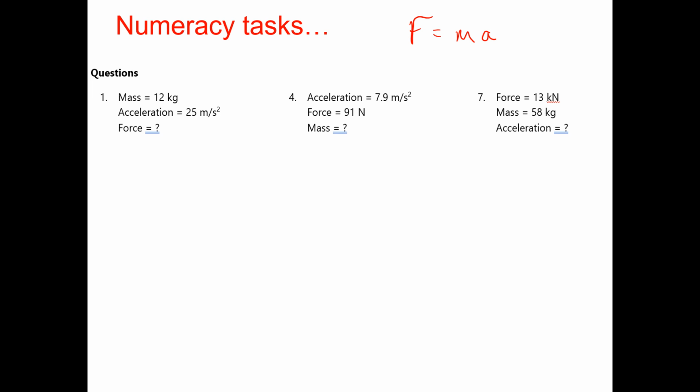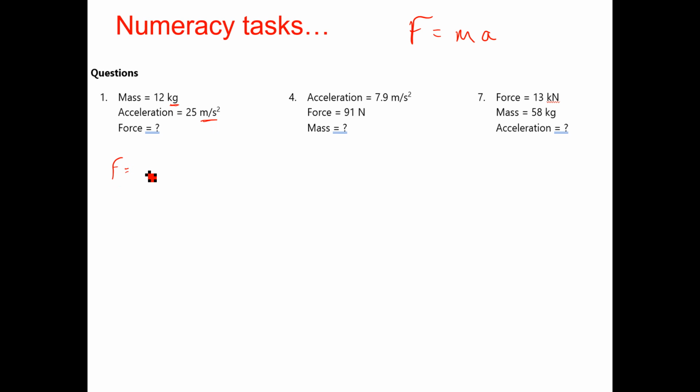So let's do our first calculation. Here we have two things we know about an object. The mass is 12 kilograms and the acceleration is 25 meters per second squared. First thing we do is check we're using the right units. Kilograms is our standard unit. That's good to go. The acceleration is in our standard units. That's also good to go.